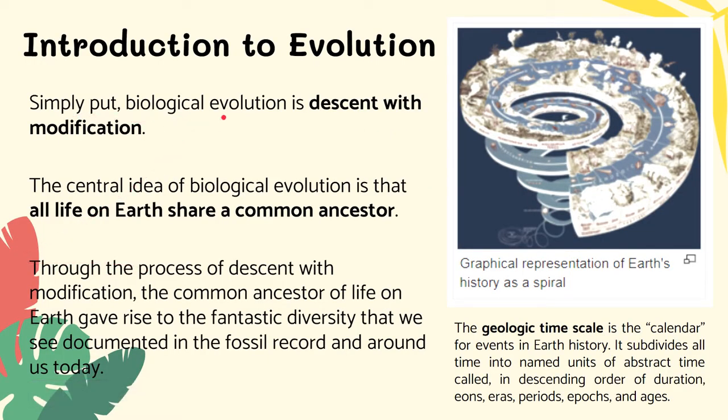So in its simplest essence, biological evolution is descent with modification. It means that the passing of traits from parents to offspring will eventually create mutation, modification, or changes in the offspring over time. So the descendants over time will look a little bit different from their ancestors.